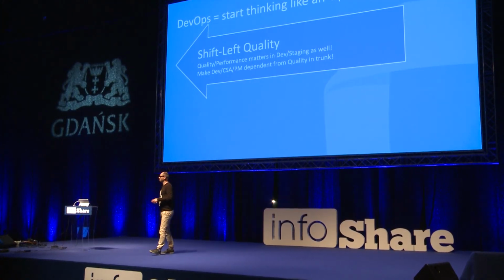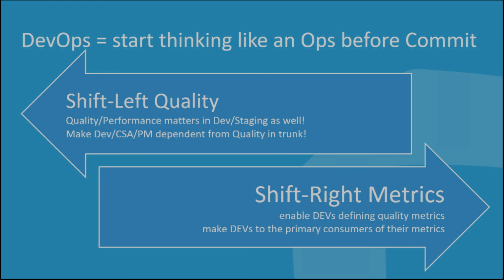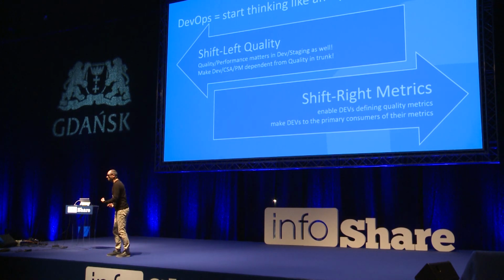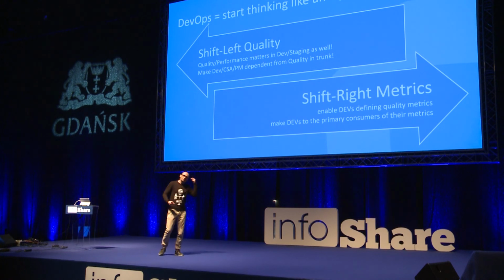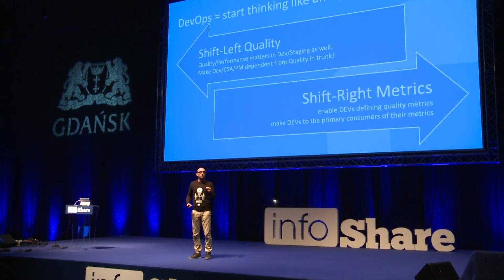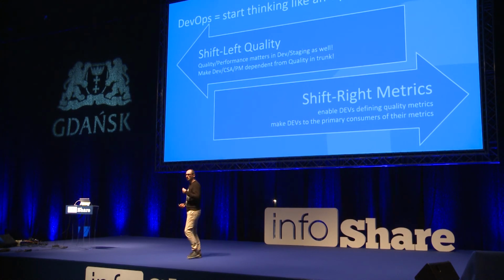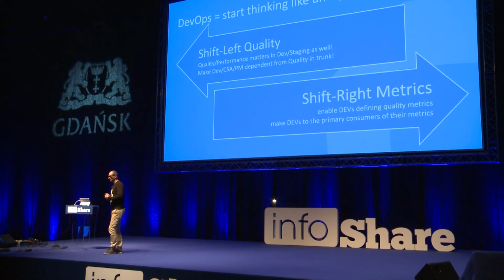But then there's the next factor, and this means you're doing a shift right also. That means that the engineers now, in order to take responsibility for the production systems, need to think right at the beginning also about what metrics I need to monitor from the production system so I know what's going on there. And that's also a new way.